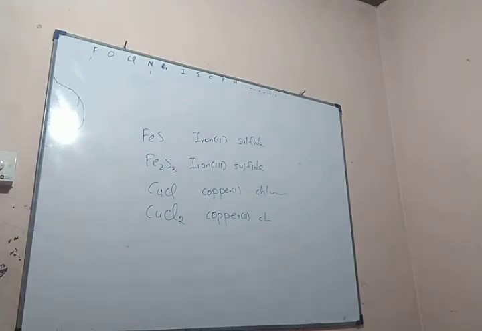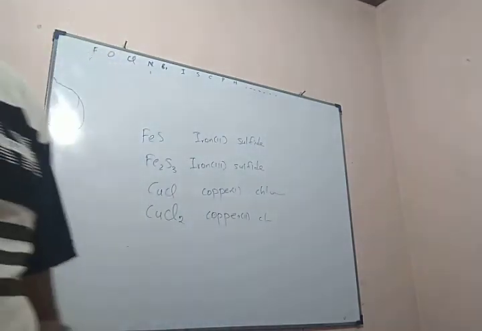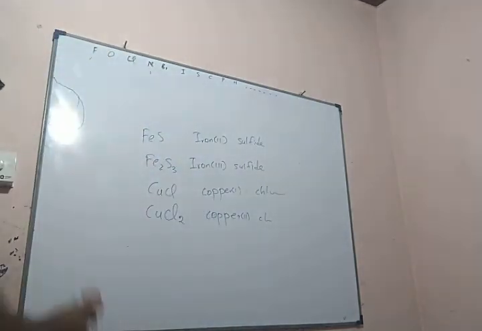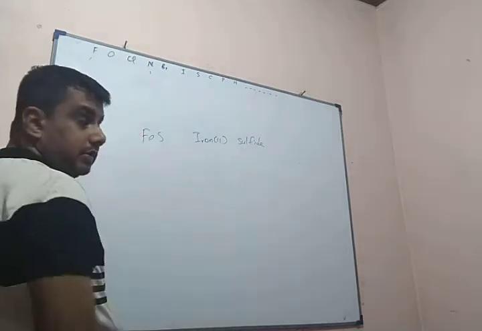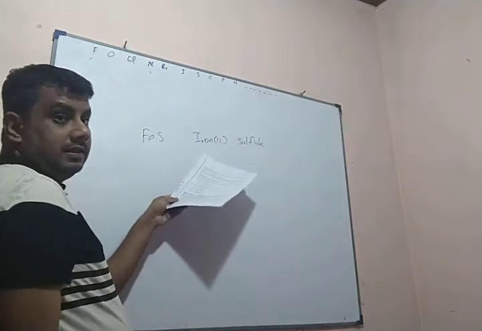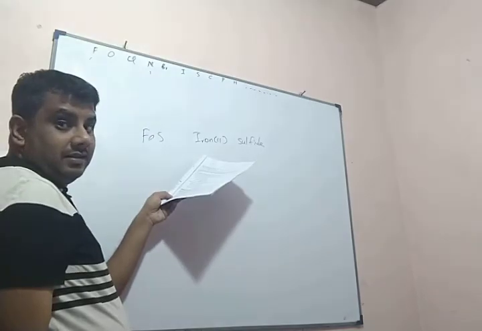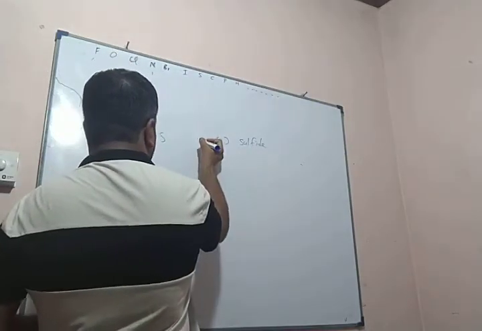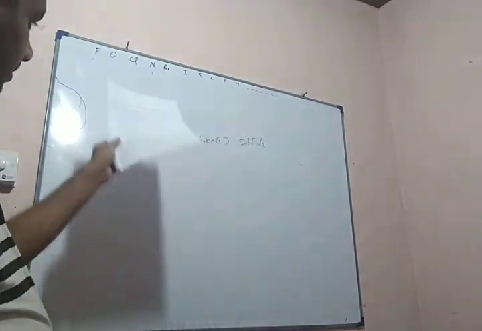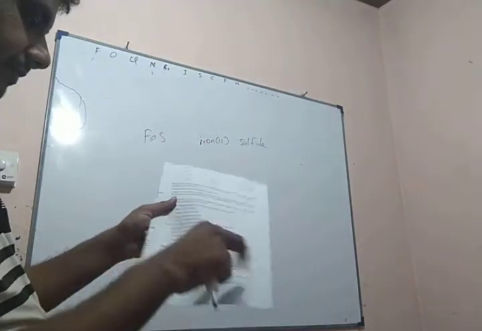And next, what is the next heading? Names of simple covalent compounds. Sorry, this is wrong. Iron, simple i, not capital I. Sorry, I made a mistake. Simple i. It's been given here, they all are given here.